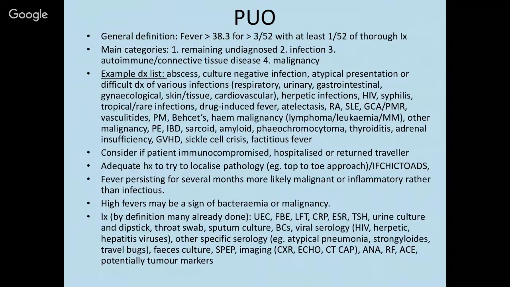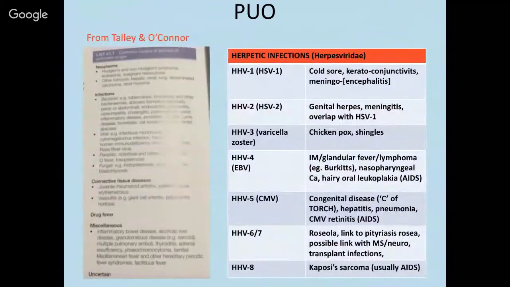So the 4 categories of those that remain undiagnosed are infection, autoimmune or connective tissue and rheum conditions, malignancy, and others. That's an example of a differential list. Again, you need to consider normal systems review, ID questions, an adequate history, and an exam to try and localize the pathology. And then there are some of the investigations, which probably is not worth me going into, but they're an investigation list that you can do. That's from Tally, a list of PUO.